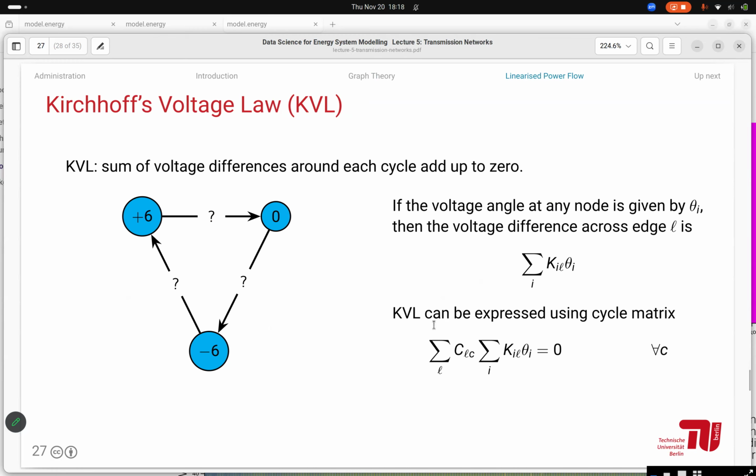So this is just kind of the complicated version of the voltage angle differences, again using the incidence matrix. So this just builds the voltage angle differences based on the connectivity of the nodes and lines across all the cycles in the network. So for each cycle, we use our cycle matrix, which is an indicator matrix that tells us which lines are part of the cycle and in what orientation. This is just what I said earlier. The sum of voltage angle differences across each cycle in the network has to sum up to 0.